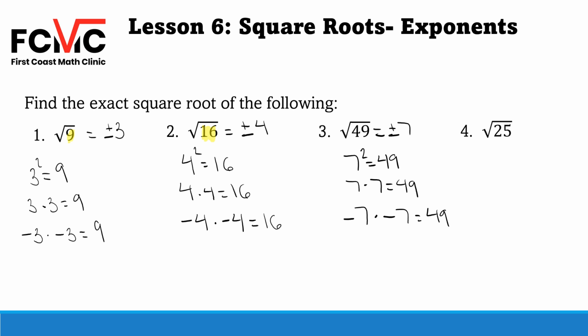And our last one, the square root of 25. Well, we know that 5 squared is 25, so 5 times 5 is 25. So our answer is positive 5. But we could also add in the negative answer because negative 5 times negative 5 is also positive 25. So our answers here are positive and negative 3 for number 1, positive and negative 4 for number 2, positive and negative 7 for number 3, and positive and negative 5 for number 4.